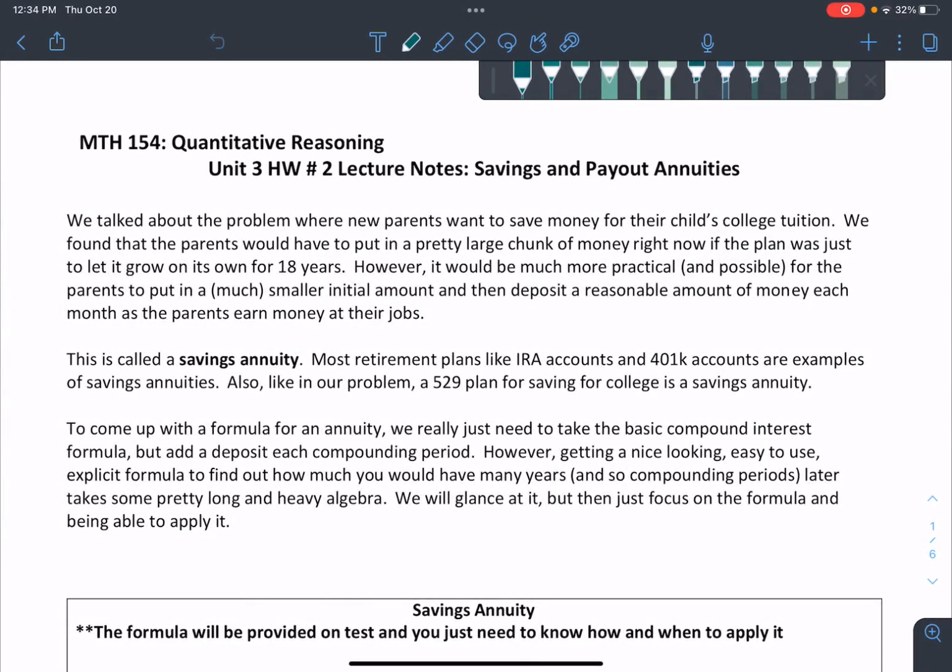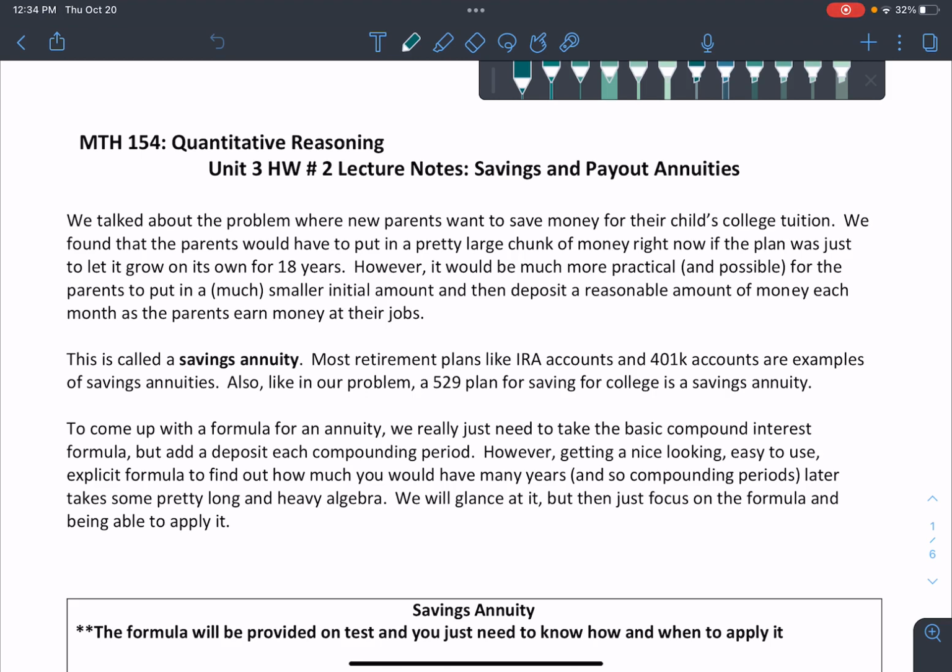Hi everyone. Today we're going to be working on savings and payout annuities. This is homework number 2. You should have already watched the video on homework 1, which involved simple and compound interest. And today we're going to talk about annuities.